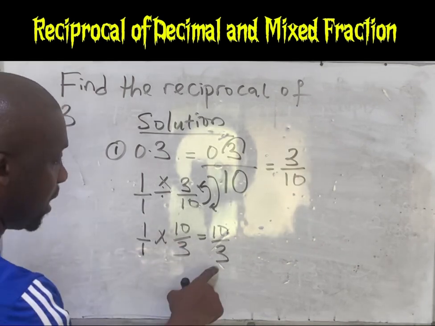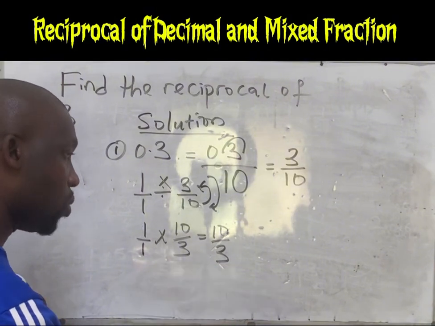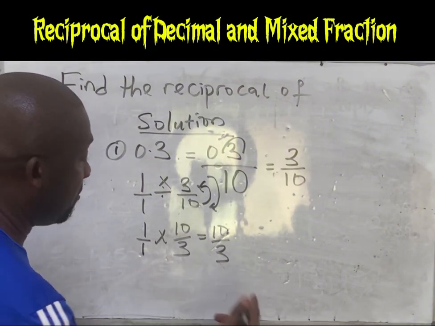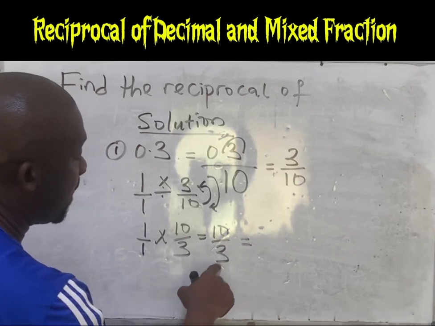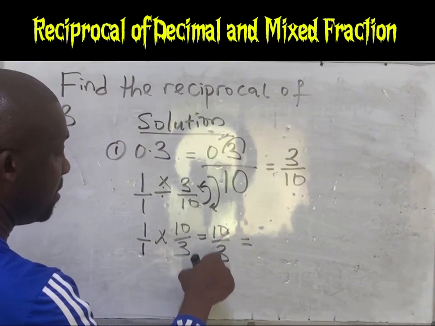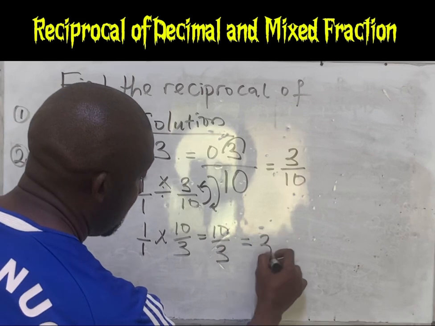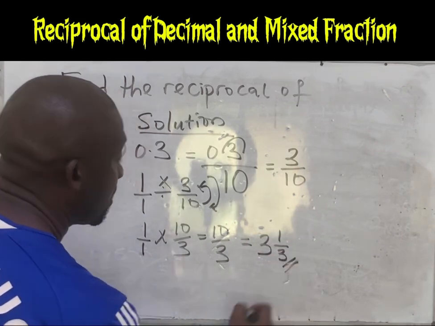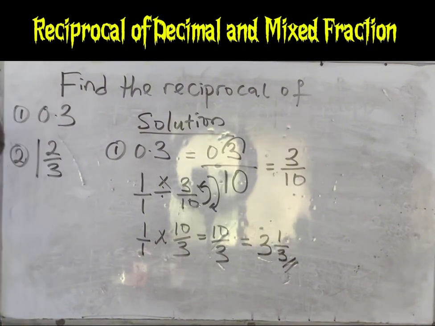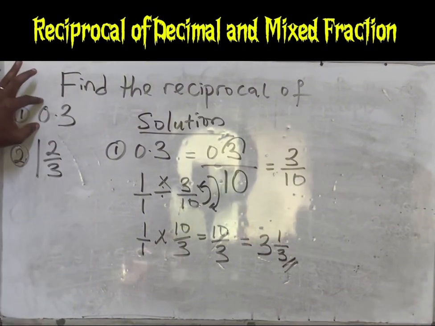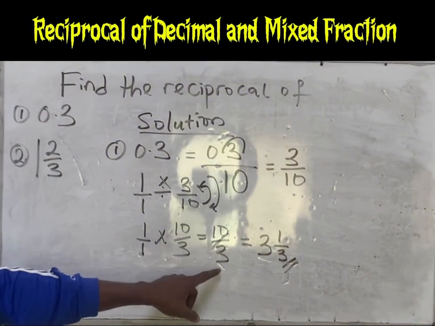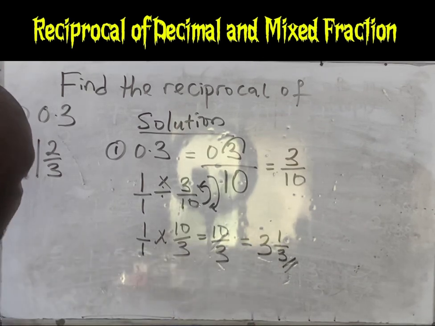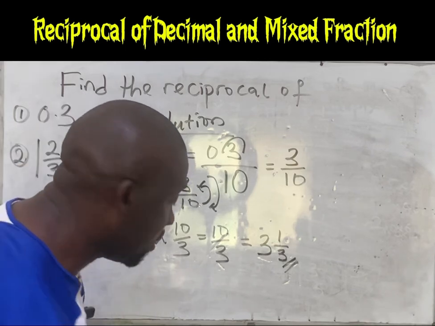If we choose to leave it at this level, it is fine. But if we want to break it down further, we convert it into a mixed fraction. So how many times will 3 go into 10? That's 10 divided by 3, that is 3 times, remaining 1 over the existing denominator. This can also be our final answer. So the reciprocal of 0.3 is either 10 over 3 or 3 whole number 1 over 3. I hope this is well understood.